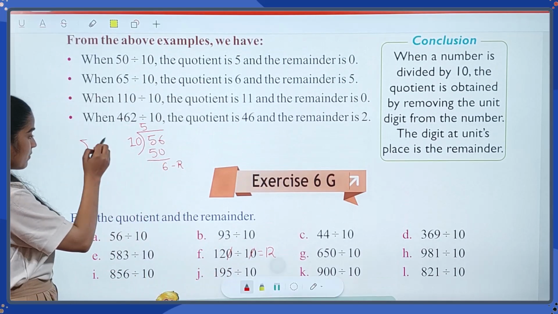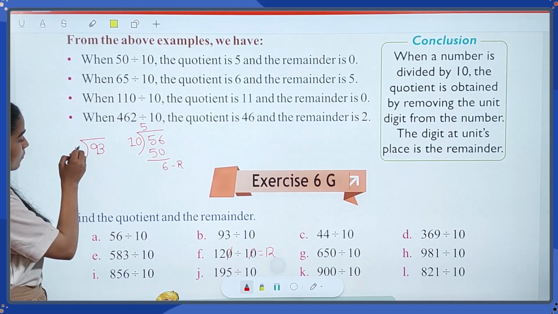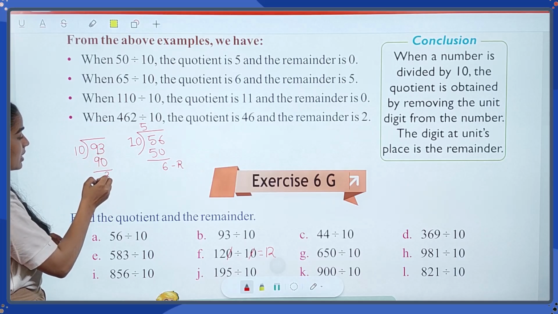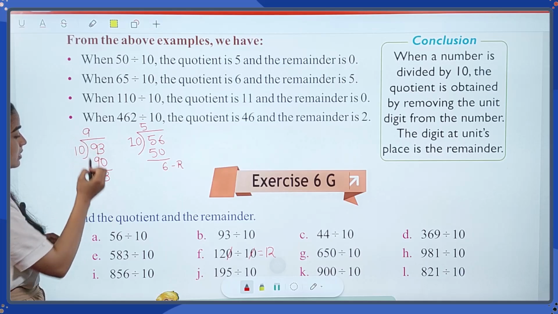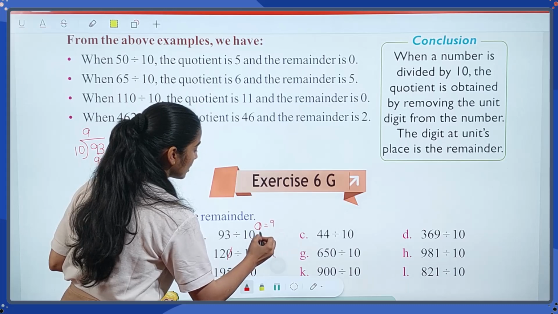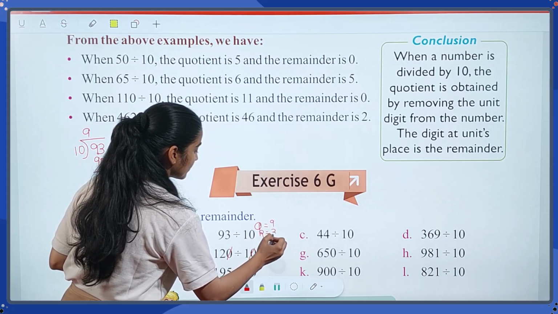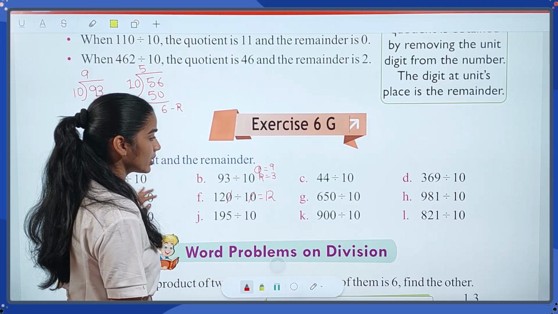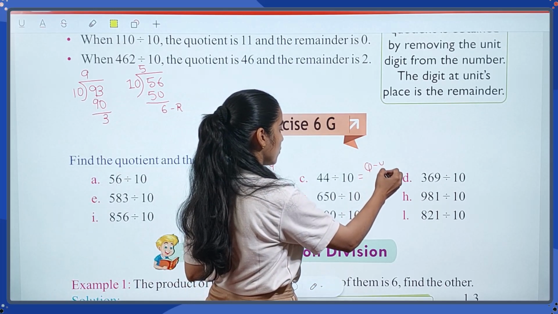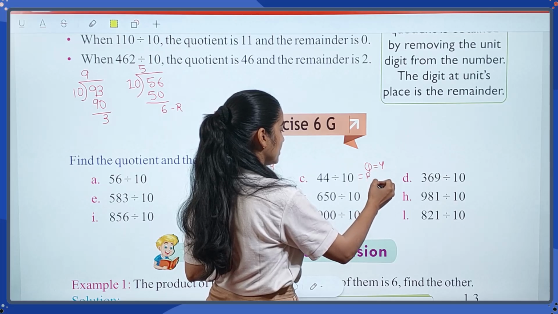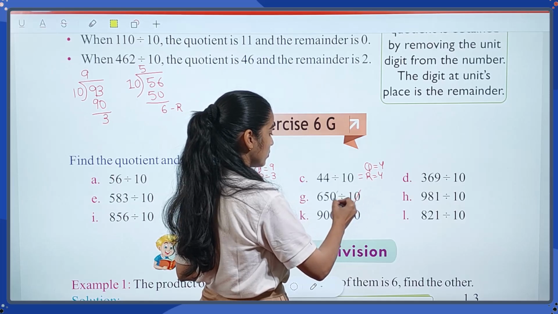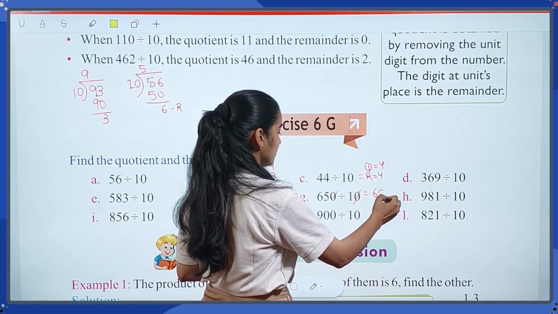So if we have 93 divided by 10, what do we have to take? 90. 93 minus 90, we are left with 3, and we take 90 at the place of 9. So quotient is 9 and remainder is 3. In this one, if you see, your quotient will be 4 and your remainder will be 4. In this, we can cancel 0 and our final answer is 65.